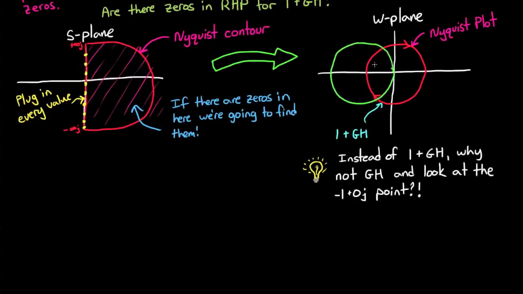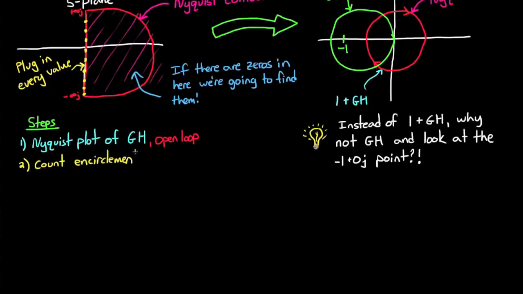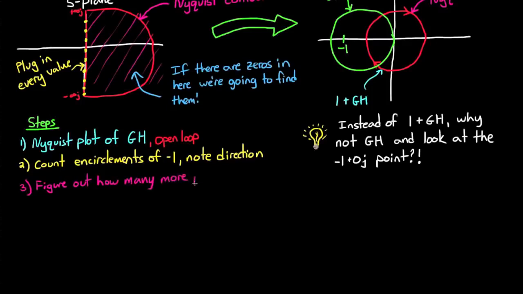And this is why we're concerned with how many times minus 1 is circled instead of how many times the origin is circled. So the steps are that we take the open loop transfer function, GH, we make a Nyquist plot by plugging in each point on the Nyquist contour and count the number of times minus 1 is encircled and in which direction. From that, we can determine how many more poles or zeros are inside of the Nyquist contour, which again is the entire right half plane.